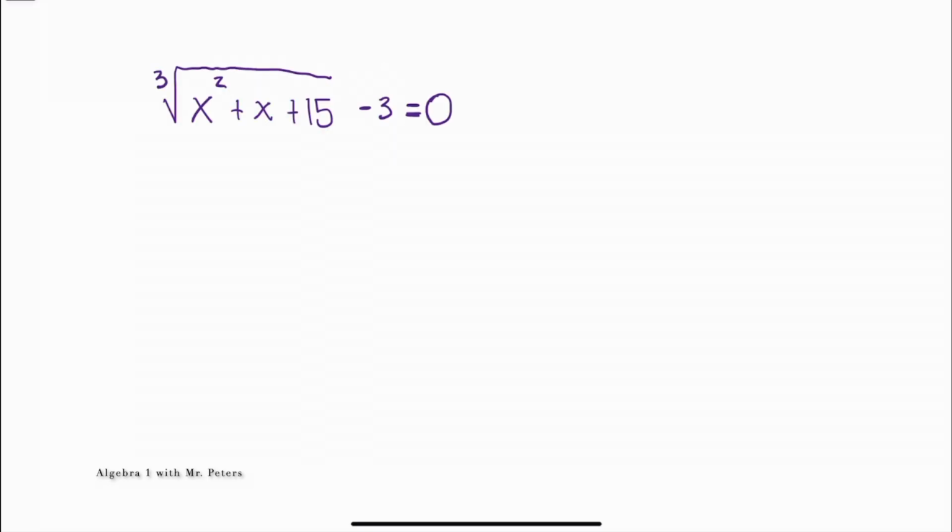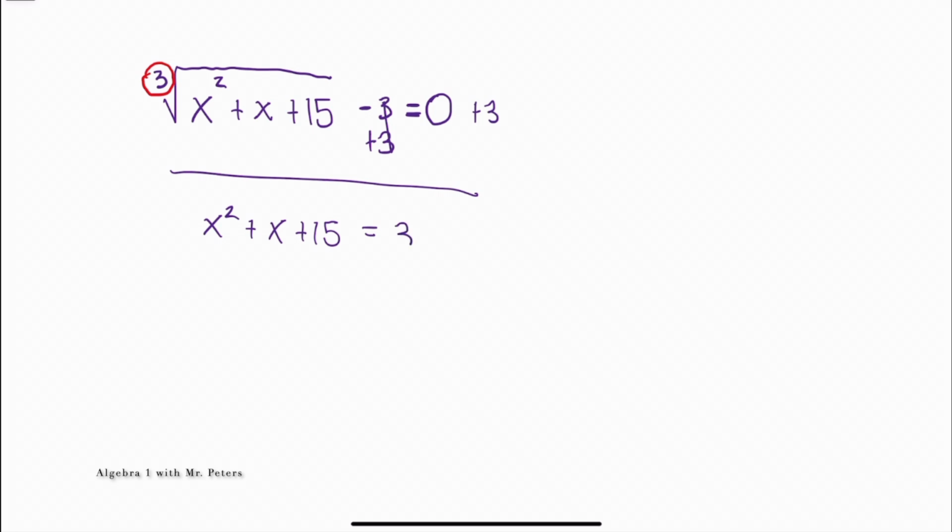In this example, we have to be mindful because instead of talking about square roots, we're talking about cube roots. So we're going to start this off the same way by isolating the radical. So after we add 3 on both sides, this is what we should have left. So just be mindful that this is a cube root. So when we go ahead to try to cancel out this radical, we're not taking it to the second power because it's not a square root. So we take both sides to the third power.